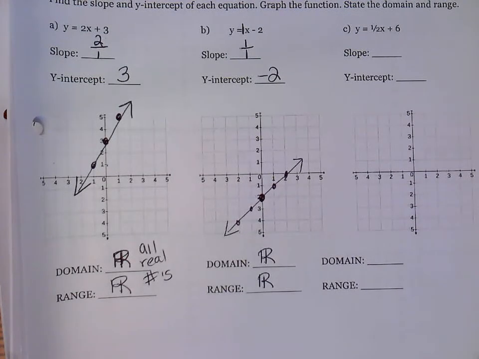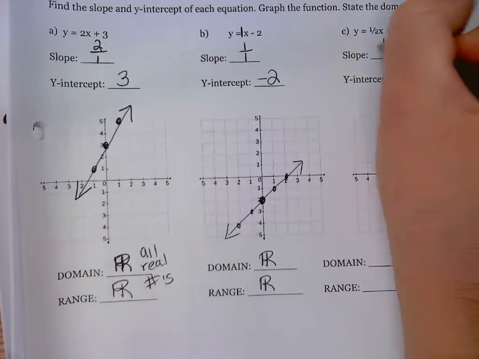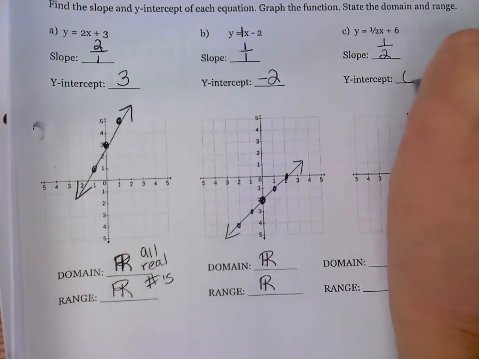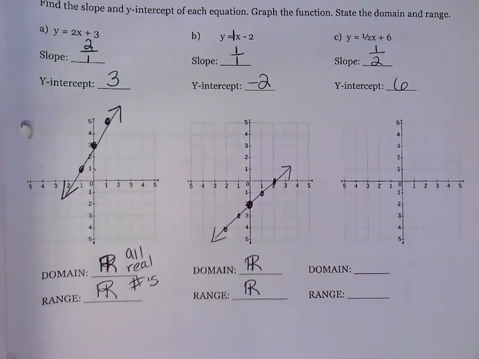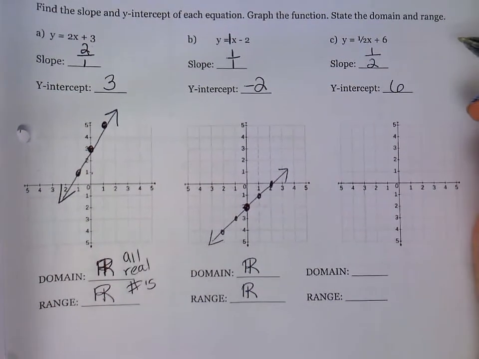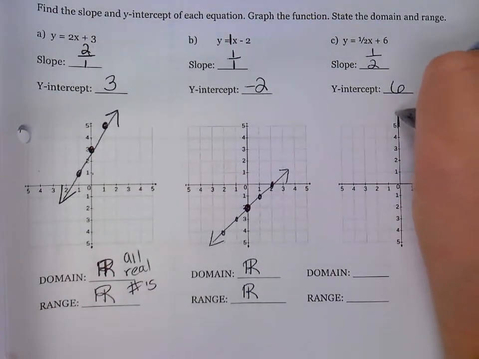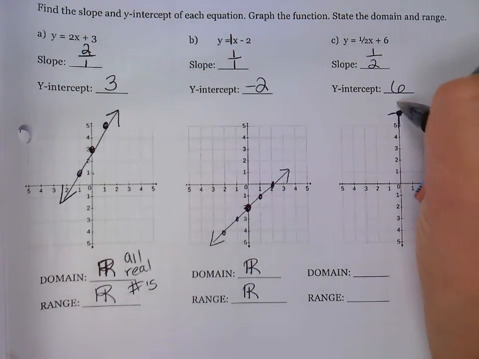All right, and what about the last one? The slope is 1/2, and the y-intercept is at 6. So see if you can take a second and graph C on your own. Plot 6. Oh, shoot. All right, let's troubleshoot here. Here's my 6. I would have gone up 1 and over 2.